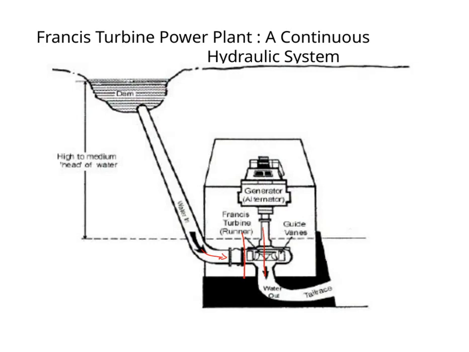Let's explore the Francis turbine power plant, a remarkable example of a continuous hydraulic system. This setup harnesses flowing water to generate power in a smooth, ongoing way. Unlike systems that work in bursts, the Francis turbine keeps energy moving steadily, making it efficient and reliable. It's a key technology in hydroelectric power, converting water's force into electricity without interruption. Understanding this system helps us appreciate how water can be a constant source of clean energy.